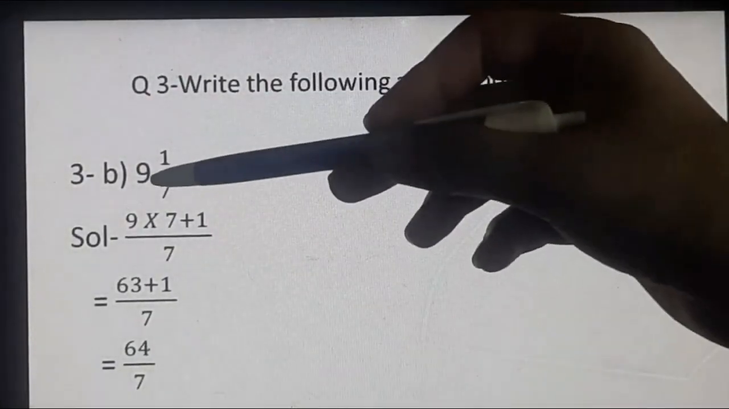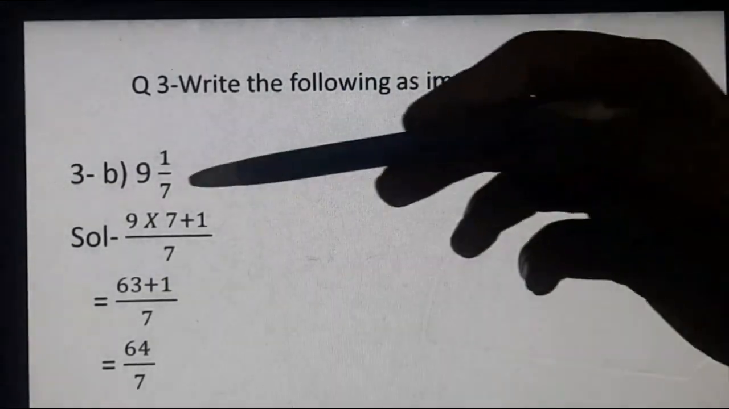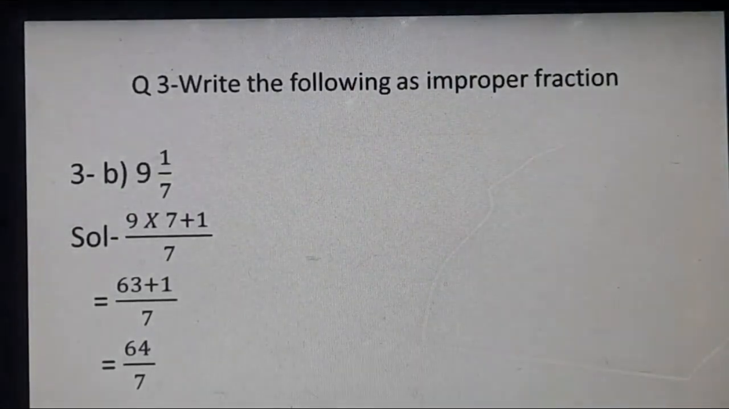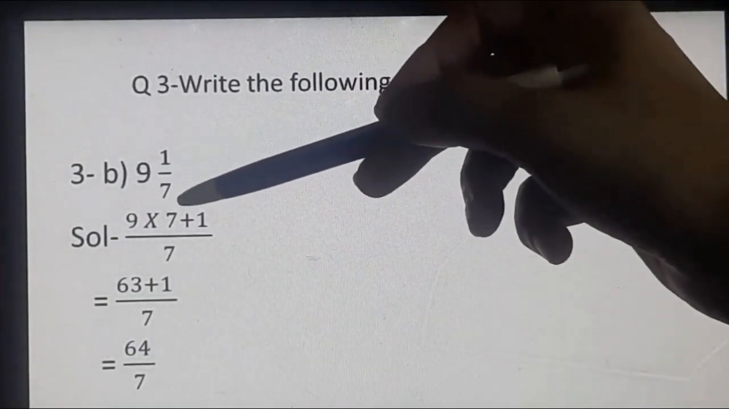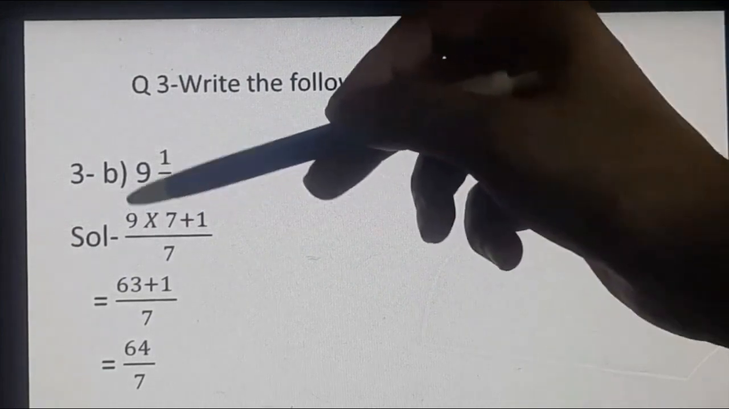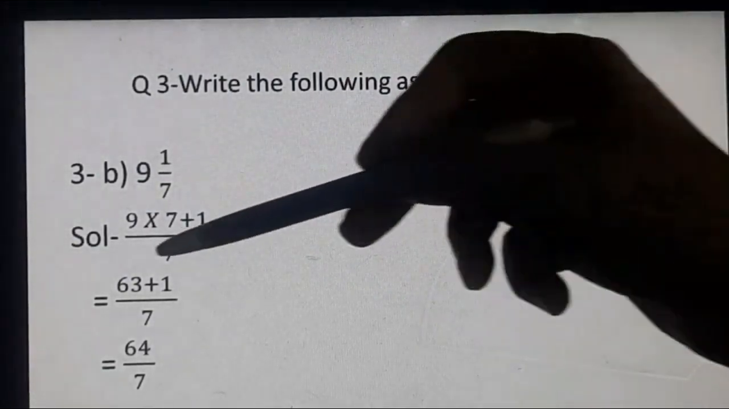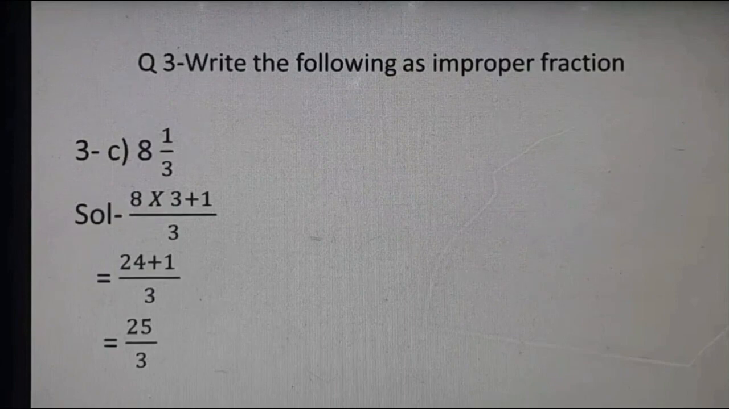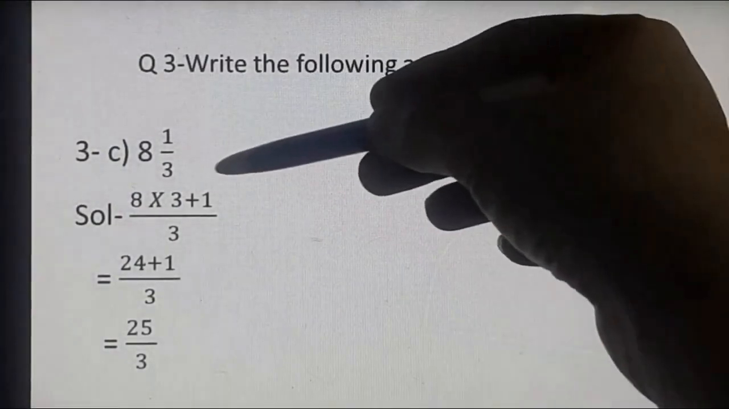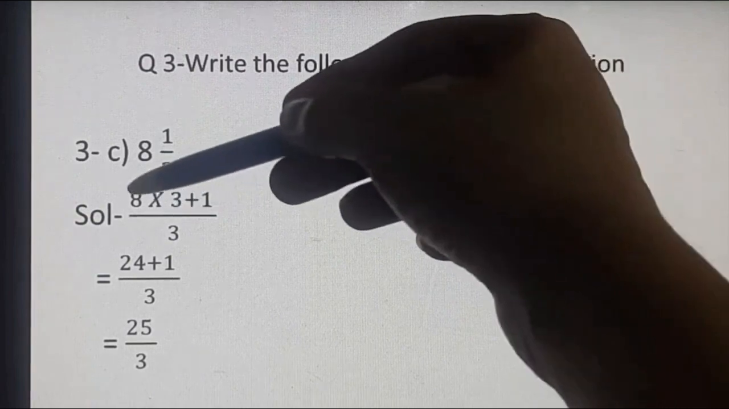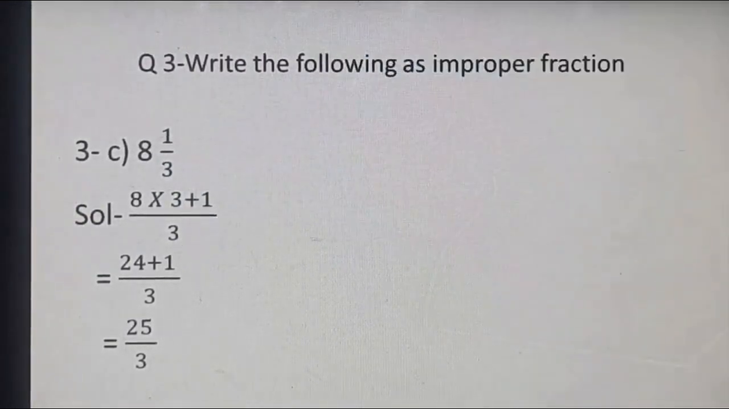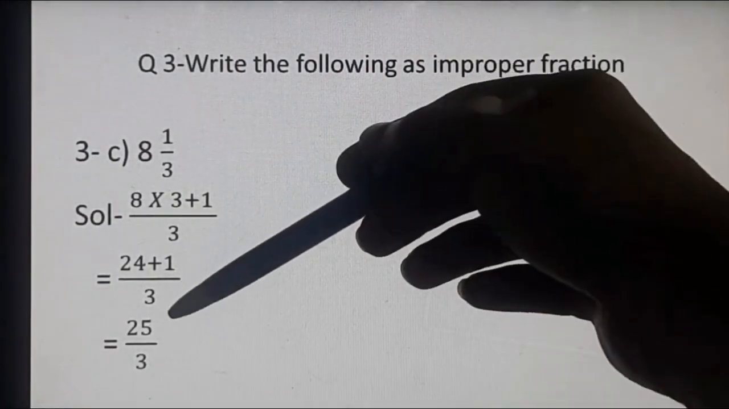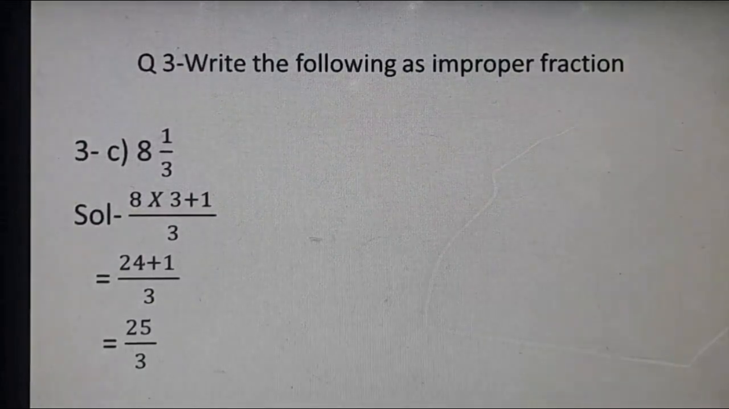Now our B part, 9 whole 1/7. 9 sevens are, or we can say 7 nines are, both are correct, 7 nines are 63, plus 1. 9 into 7 plus 1 upon 7. 63 plus 1 upon 7, 64/7. Next part is 8 whole 1/3. 8 multiplied by 3 plus 1 upon 3. 8 multiplied by 3 is 24. 24 plus 1 upon 3, that is 25/3.